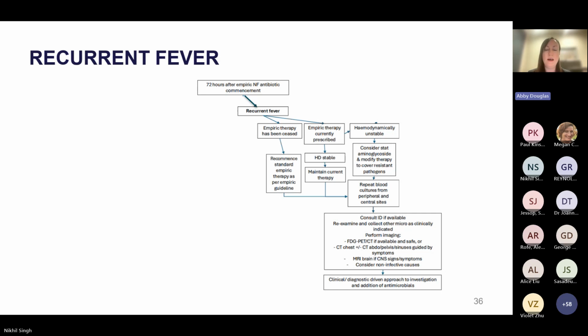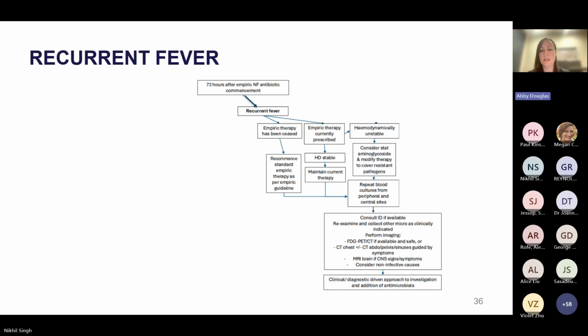For recurrent fever, so this is where the patient's fever had settled but then unfortunately has recurred, this will depend on where the patient is at with their antimicrobials. If the antimicrobials have already been ceased, you've been excellent stewards and followed the How Long study, then it's reasonable to just recommence empiric standard therapy. If the empiric therapy is continuing to be prescribed and they've had recurrent fever on your piperacillin and tazobactam or your standard backbone, if they're hemodynamically stable, we suggest to maintain the current therapy, but definitely reculture and consider imaging.